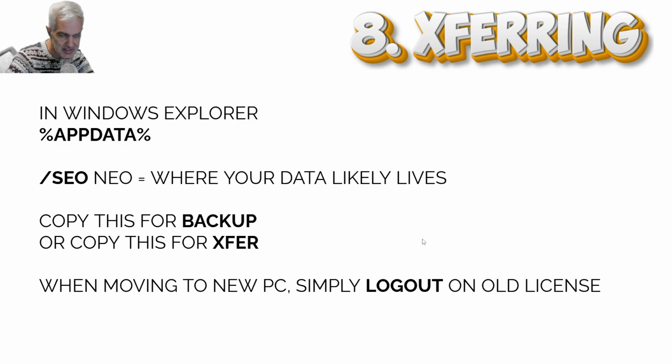And that's what you copy for transfer. When moving to a new PC, simply log out on the old license. It's a concurrent licensing model. So as long as no machine is logged in on your license and you install it on a new PC, you can go in, you grab that data from your old PC, throw it into your new PC in that same place, and you're good to go.